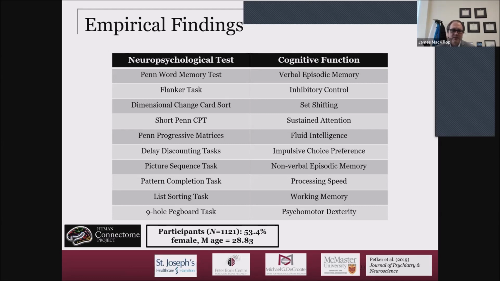which is a large open science project looking at interconnections between different brain regions. And one of the nice things about the project is it has a very rich neuropsychological battery that's included. In this case, we were able to obtain data for more than 1,100 individuals who all did this intensive in-person neuropsychological testing battery. And these are the different tests. These are the different cognitive functions: memory, inhibitory control, fluid intelligence, processing speed, dexterity, impulsivity as measured by delay discounting. So lots of different cognitive processes.